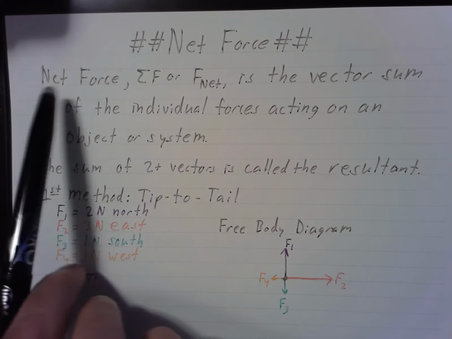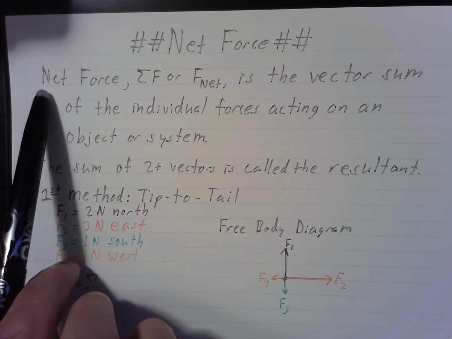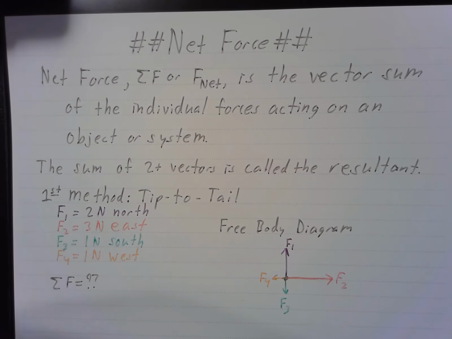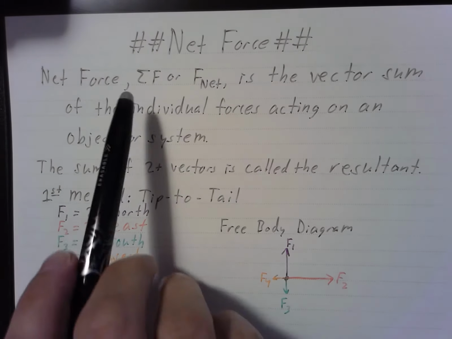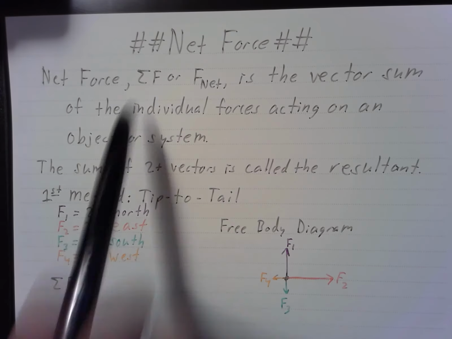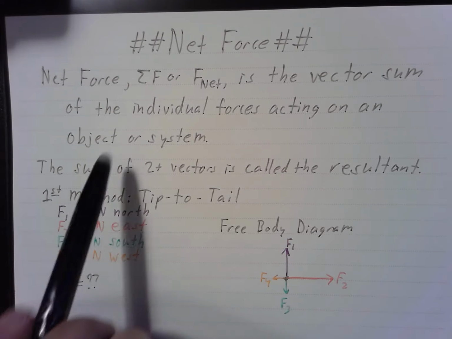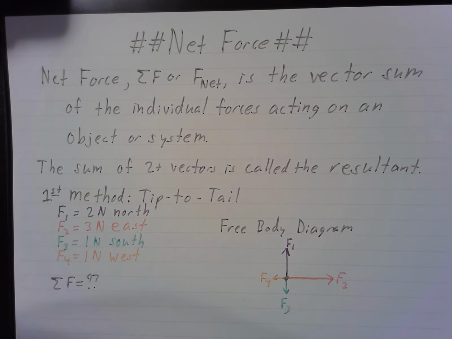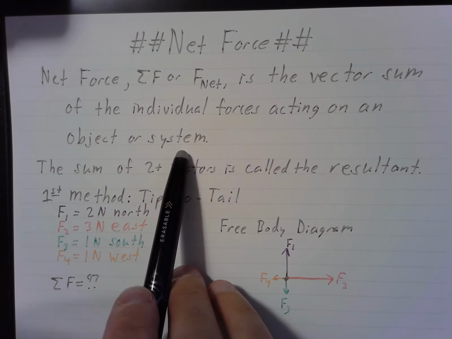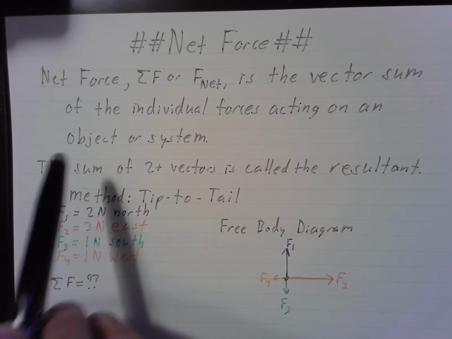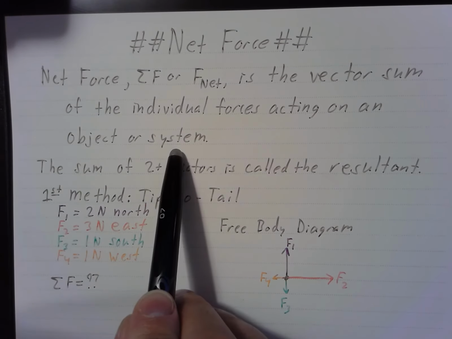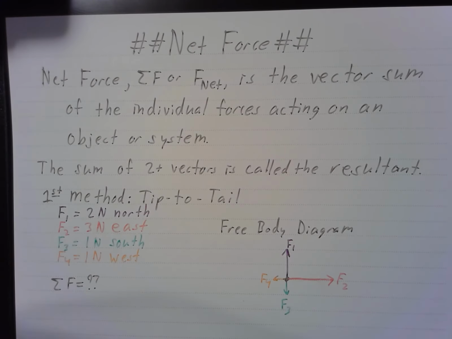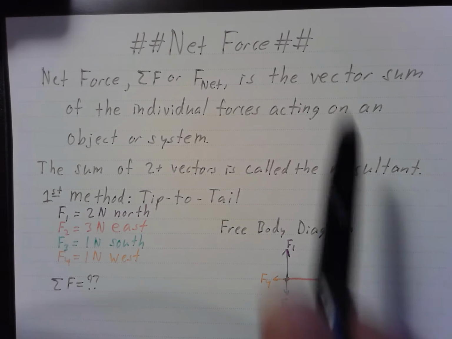So we have this idea of net force, and in physics the word net means sum. We use the symbol in math for summation, the Greek letter sigma, to denote net force and separate it from individual forces. The idea behind net force is that it is a vector sum of all the forces that act on an object at a moment in time, or a system, which is just a collection of objects. We'll focus on single objects now, and then we'll work our way up to systems of two objects later in the unit.